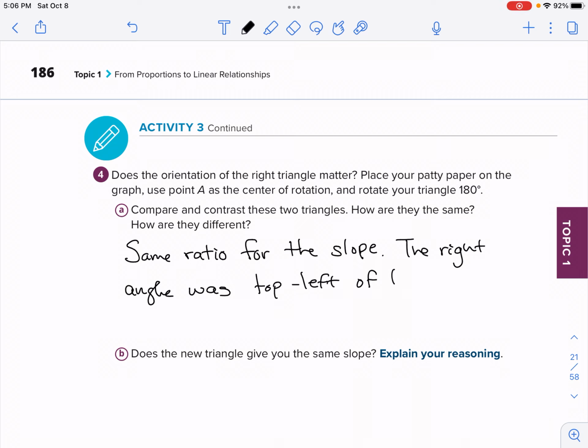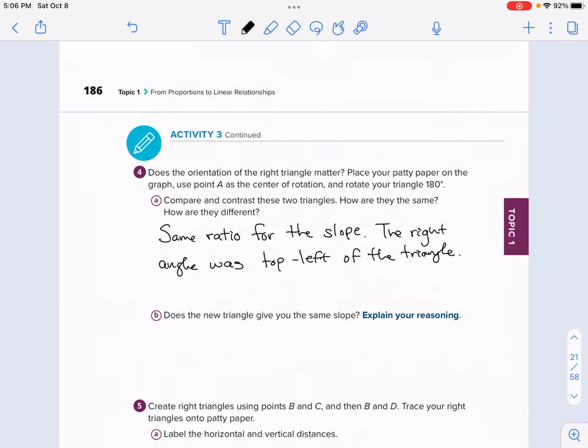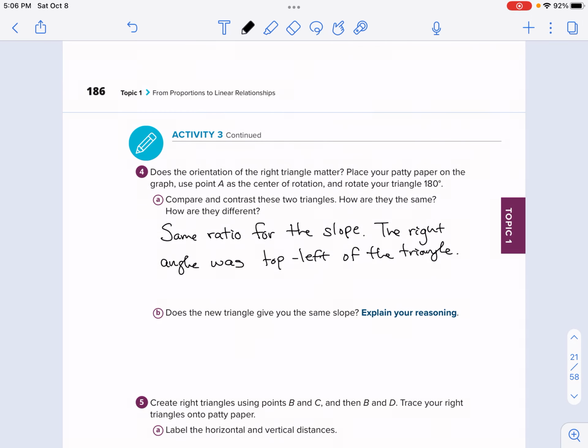of the triangle. Okay, so the location of it matters, but we already know from rotations using transformations, right? If you rotate something, it's still the same exact figure. It does not change the orientation. If you spin yourself, you're still the same person.